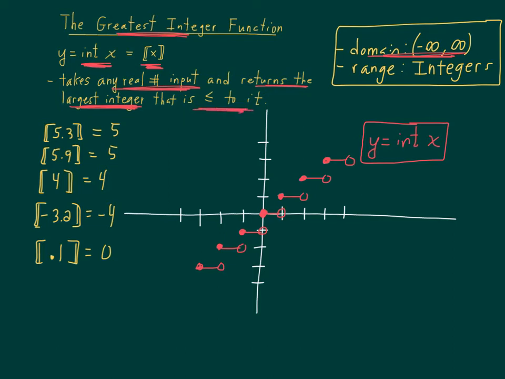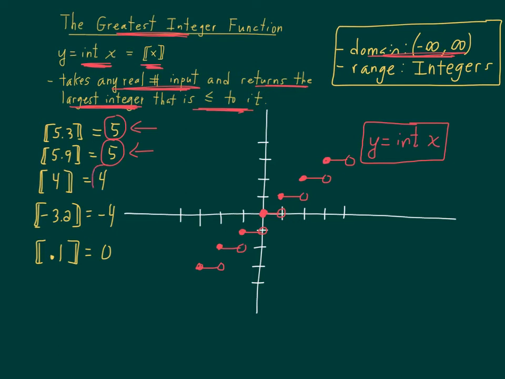Before we look at this graph here, let's look at a few examples. If we were to put in 5.3 into this greatest integer function, well, the largest integer that is less than or equal to 5.3 would be 5. The largest integer that is less than or equal to 5.9 would also be 5. Okay? 6 would not be the largest integer less than or equal to it. It has to always be less than or equal to it.